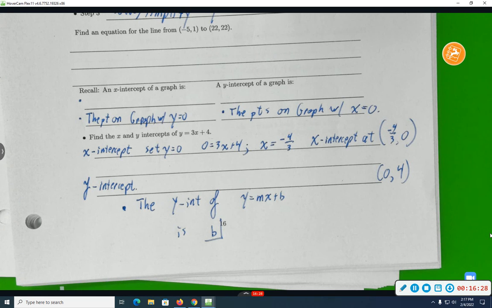I didn't remember the slope that you told me, but it didn't matter anyway. Cool.